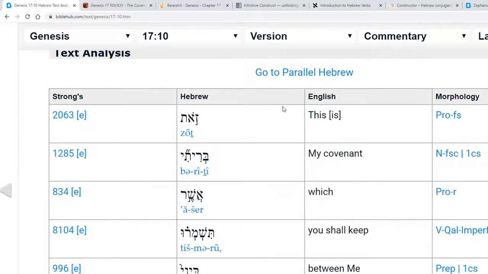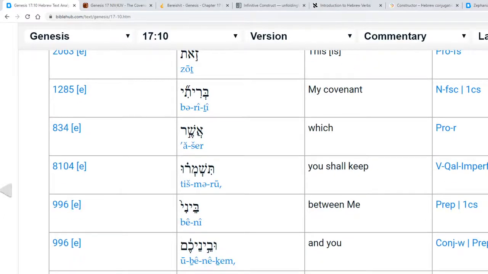Okay, zot is the pronoun, feminine singular. Since brit is feminine, that's why it's using zot instead of ze. And like I said before, there's no present tense of the verb to be. Sometimes pronouns are used instead, and this is kind of using that pronoun to tell you there's an "is" there. This is my covenant. Zot abriti, my covenant. Asher, they say pronoun relative, that or which, right?